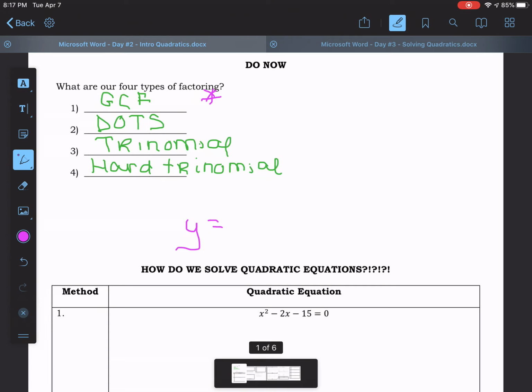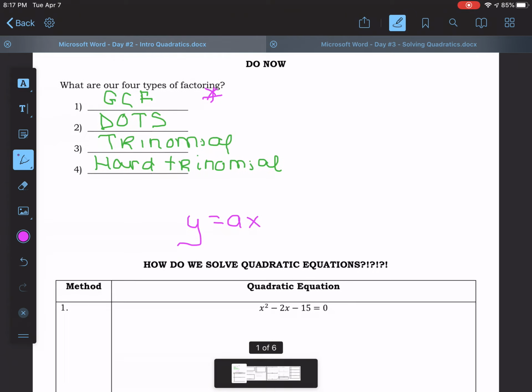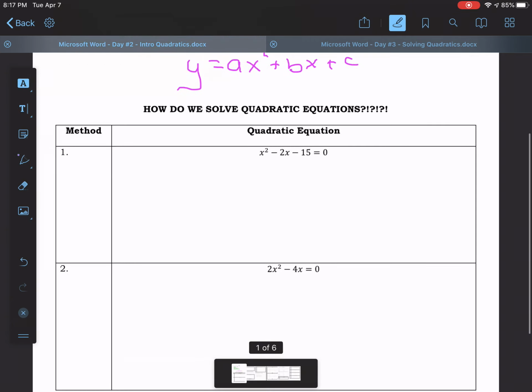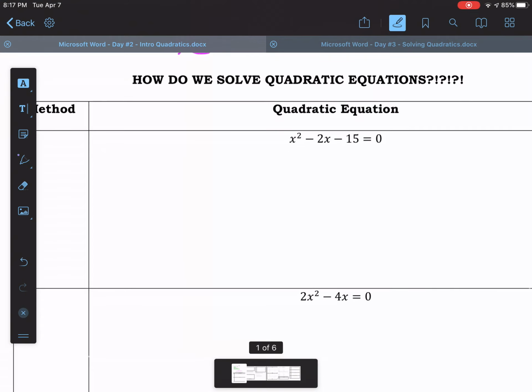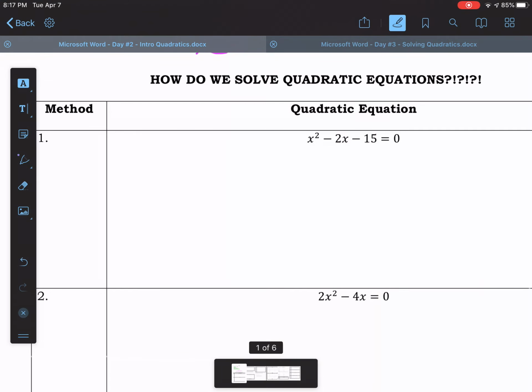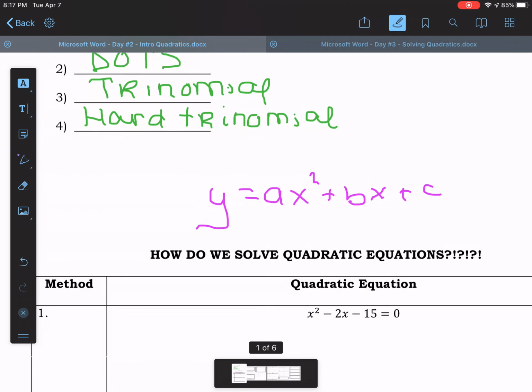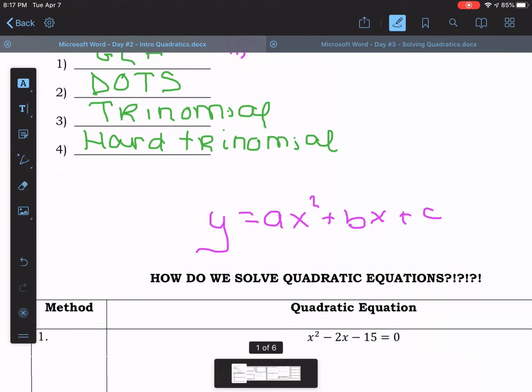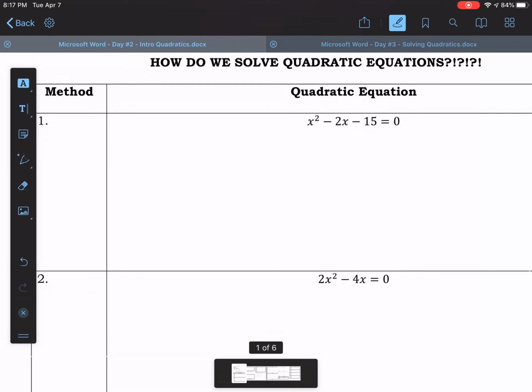Y equals ax squared plus bx plus c. That's the general form of a quadratic equation, okay? So let's take a look at the first example. So I want to do 2 things. I want to write down what method we're using, and when I say method, I mean which one of these 4 types of factoring we're using, and then we're going to go ahead and solve.